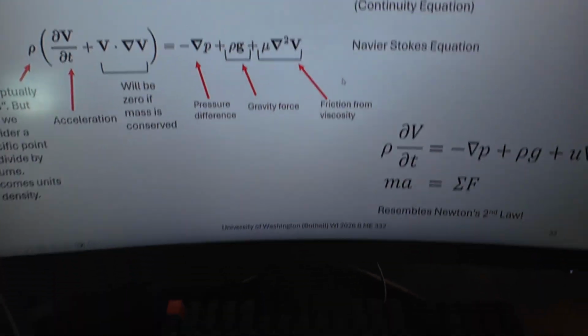Okay, let's get right into the problem. Let me put the problem right in front of me so I can see.